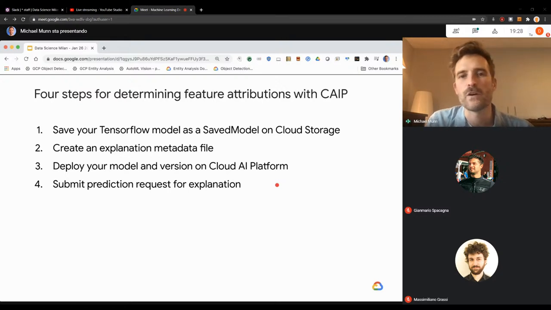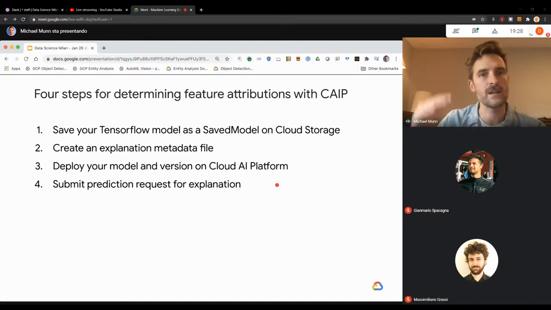But I'll just say a few words about how this looks for Cloud AI Platform. To use integrated gradients for a model you deployed on AI Platform, there are really just 4 steps. You create your model in TensorFlow, you save it on cloud storage, you create an explanation metadata file, which is really just a way of describing what that baseline image should look like, or your baseline example.